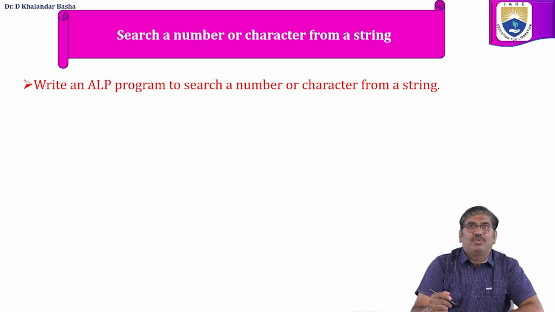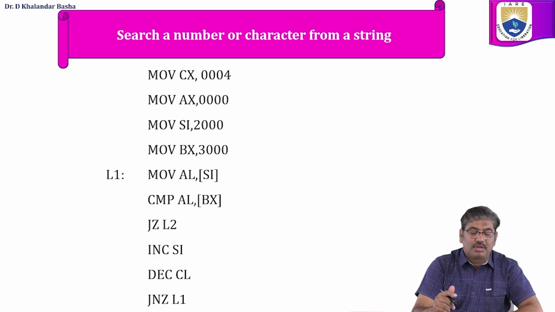Next, write an ALP program to search a number or a character from a string. Here we want to compare whether the given pattern exists in the string or not. The number of elements in the string is loaded into the CX register. Clear the AX register, and load the source string address 2000H into the SI register by using the instruction MOV SI, 2000H.